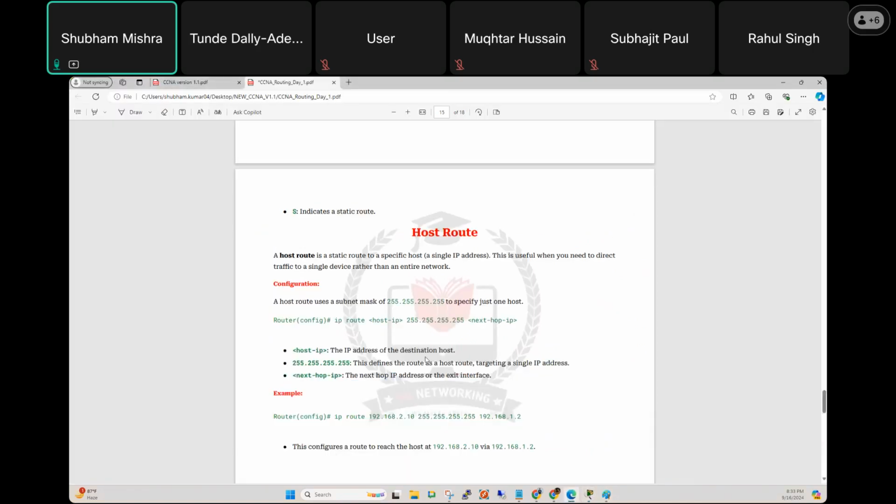Now, come on the host route. In host route, please focus. Host route is a static route. Host route is also a type of static route. Here you need to specify a single IP address, not a complete network. This is useful when you need to direct the traffic to a single device rather than the entire network. Clear? Everyone, tell me yes or no.